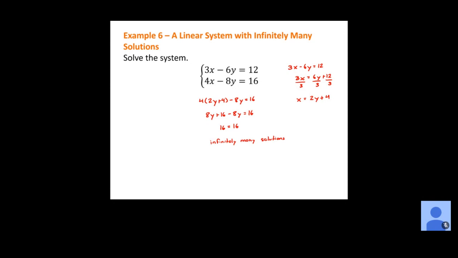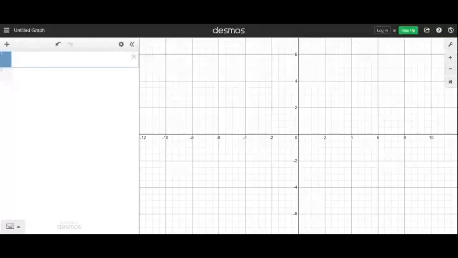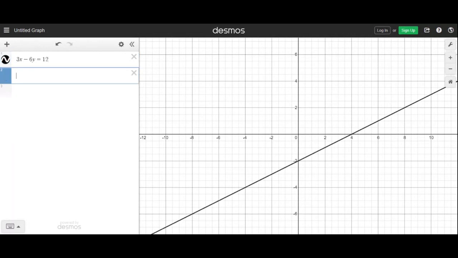They will intersect everywhere. And again, if you want to check yourself, we can look at Desmos just to make sure they are indeed the same line. Switch over there. So we have 3x minus 6y equals 12. And our other line was 4x minus 8y equals 16. And you can see, I'll turn one off, that black line is the first one. The red line is the second one. Okay, and they are on top of each other. So they are the same line. That's why we get infinitely many solutions this time.